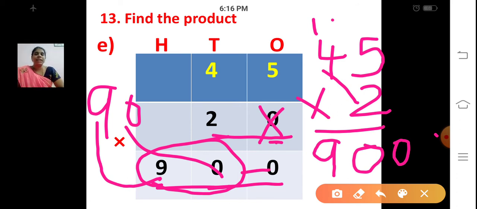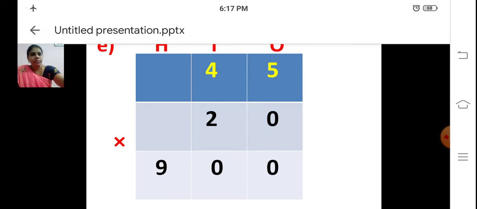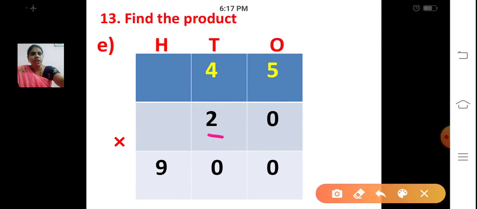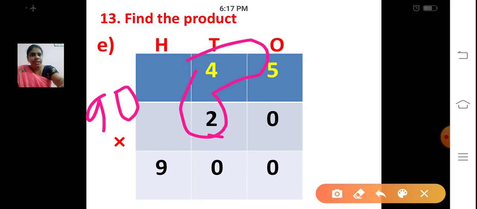You will learn the multiplication of a double digit number, and multiplication of a 3-digit number by a 2-digit number, in the further classes. Okay, so no need, I'm just telling you. So 2 is in the tens place. So 45 into 2 is 90, right? That answer, where will you write? 0 in the tens place. Don't forget, don't write it here. So 0 in the tens place and 9 in the hundreds place.